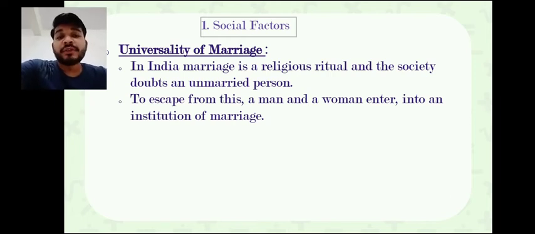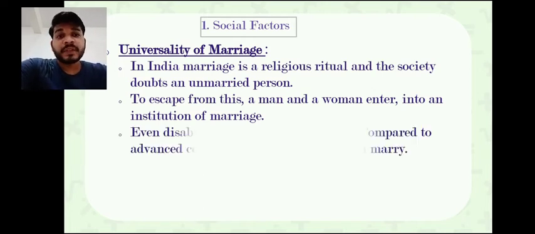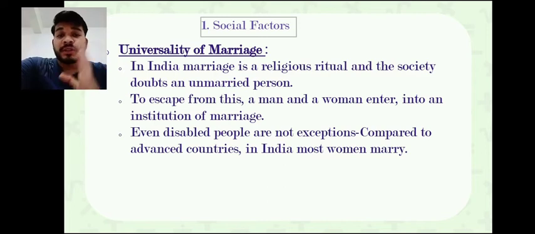So this is what universality of marriage talks about, where people who are not married are being questioned, being asked, being doubted, and society thinks negatively about them, and does not think that he or she might be willing to pursue their own career or passion. Again, not only common people, but even disabled or handicapped people who are not married by the age of 25 or 28 are also questioned. They are not left out, and society does not think that he or she is handicapped and does not want to go with this.